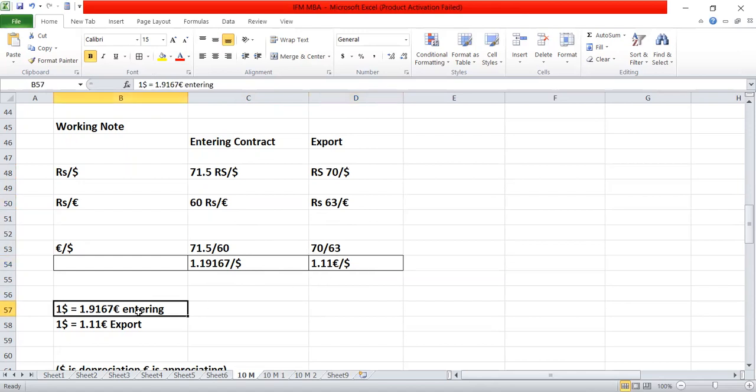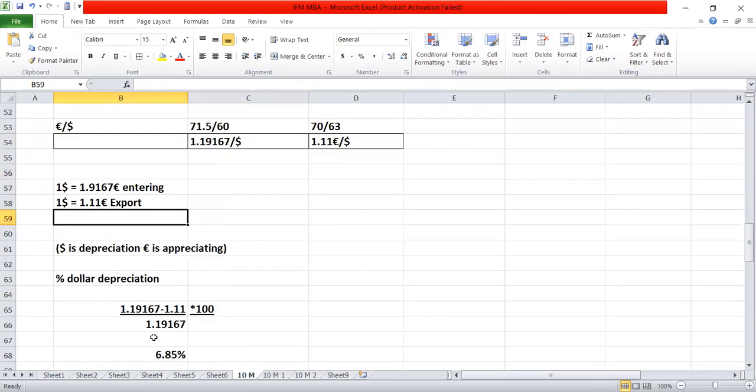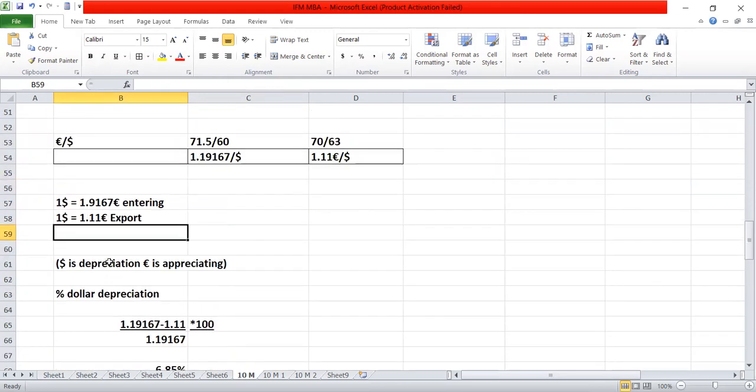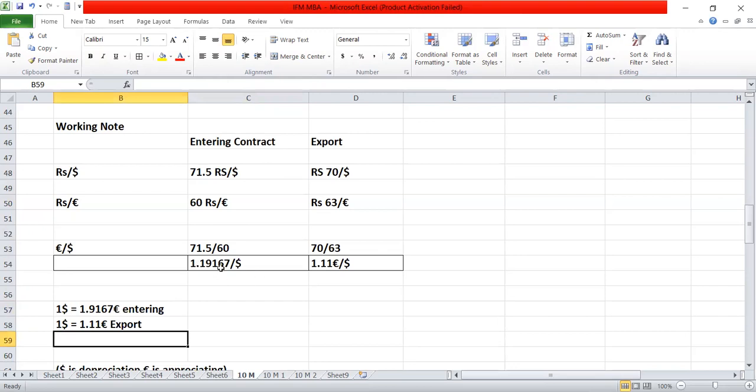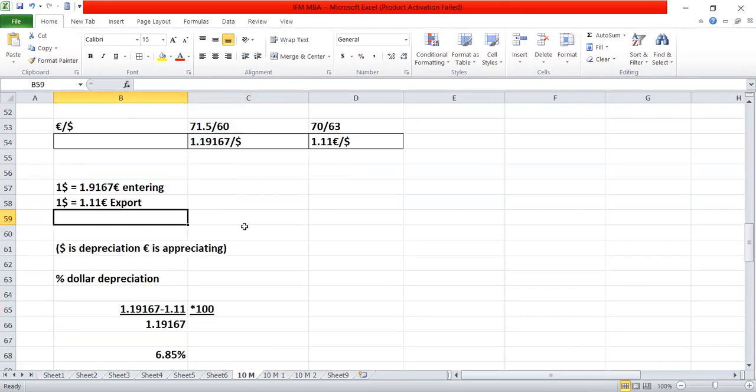So this we have written separately. $1 is equal to 1.1967 when entering. When exporting, that is 1.11 pounds. Now very important thing is we have to see whether the US dollar is appreciating or depreciating, and also whether the pounds are appreciating or depreciating. Now we are checking dollar depreciation and euro appreciation.